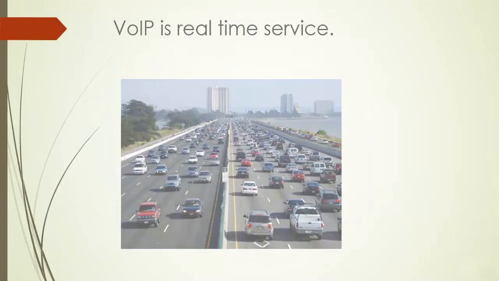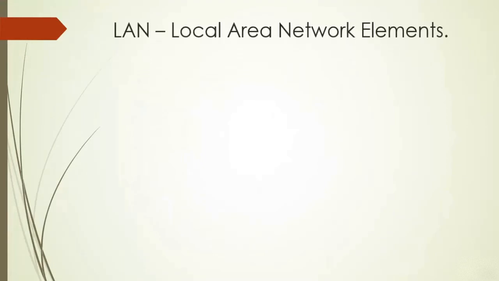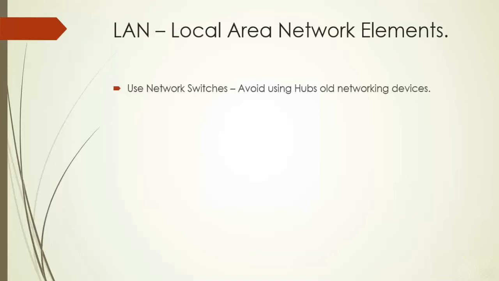So first of all, we'll try to see the LAN related elements, the local area elements. The first thing in the LAN that we use are the switches. So use modern switches. Avoid using hubs, the old networking devices, because hubs are no longer in use. But in some situations, I have seen some students who try to use hubs and then they come up with voice quality issues. They say the voice is not clear. So the first thing, try to use the modern switches, the new latest switches.